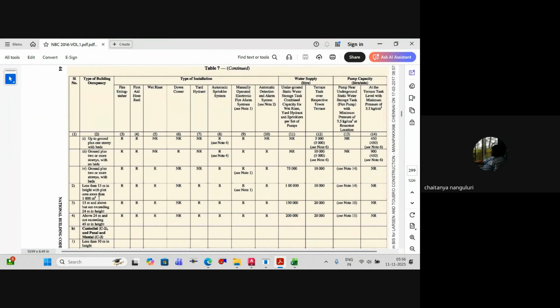So obviously we have to consider less than 15 meters in height with a plot area of more than 1,000 square meters. So now don't you think you have to consider this one? Yes. So here, if you see, you require the following things: fire extinguisher, first aid hose reel, wet riser, downcomer, yard hydrant, automatic sprinkler system. Manual is required, automatic is required, means it comes under automatic plus manual only. And then you have your underground tank capacity also required, terrace tank is also required, pump is obviously required, and terrace tank level actually is not required in this case. Understood or not?